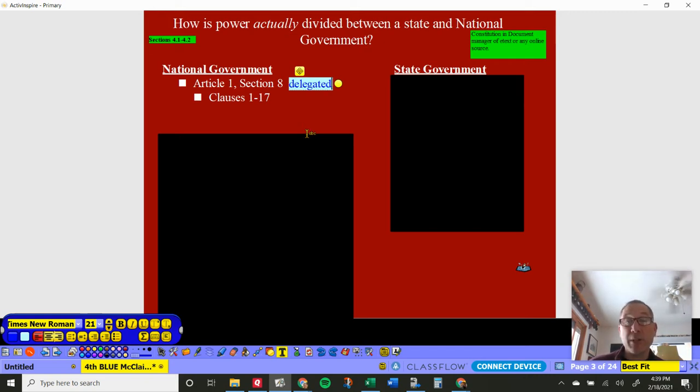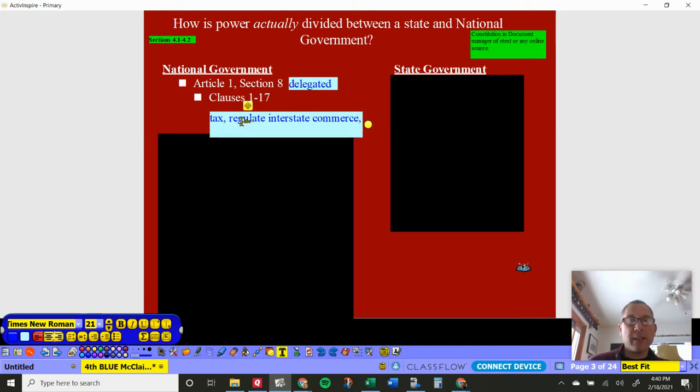So when it says Congress shall have the power to tax, that's in clause 1, that's a delegated power. And those clauses that are so specific like that, that say they're allowed to tax, they're allowed to declare war, they're allowed to regulate commerce, are the three most important of the delegated powers. So to tax, regulate interstate commerce, and declare war.